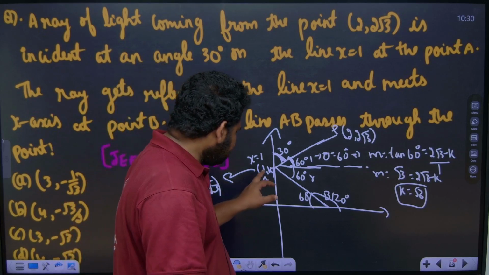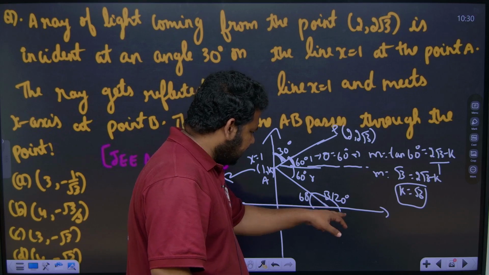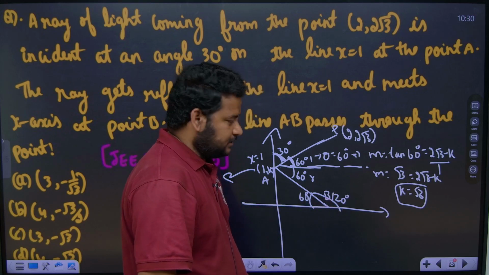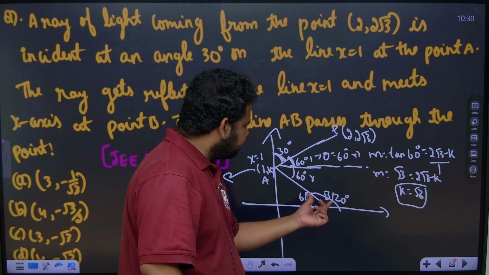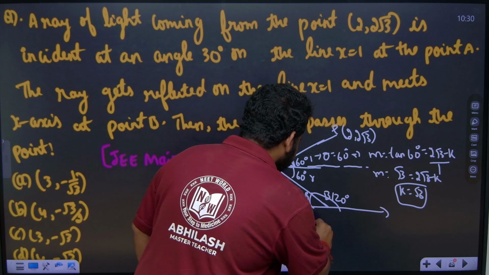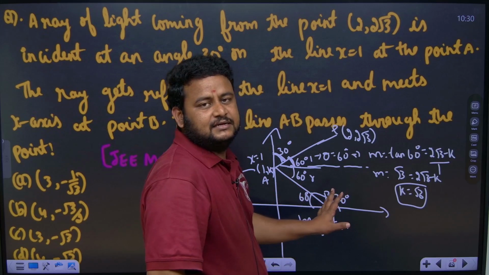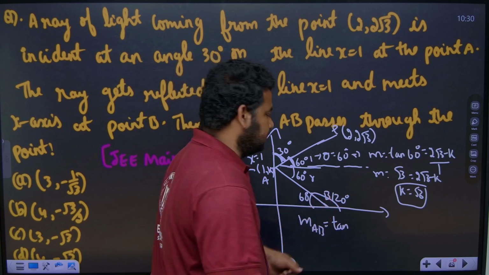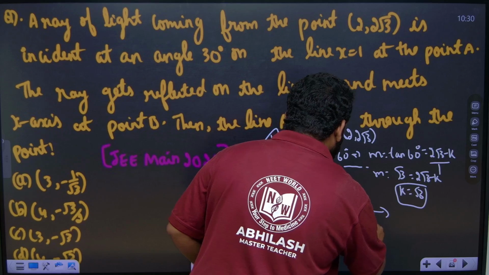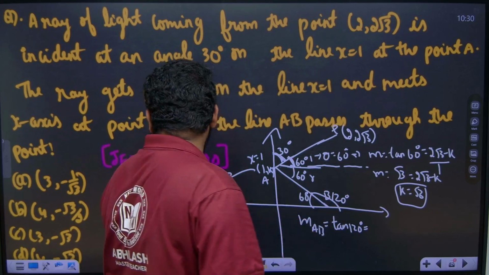Now you got this point A 1 comma root 3, and you got this point B, that is having an angle of 120 degree. Now let me find the slope of this line AB. Slope of line AB is nothing but tan, what is the angle? Tan 120 degree. Here the angle is tan 120 degree. So m of AB is equal to tan 120 degree, you get it.